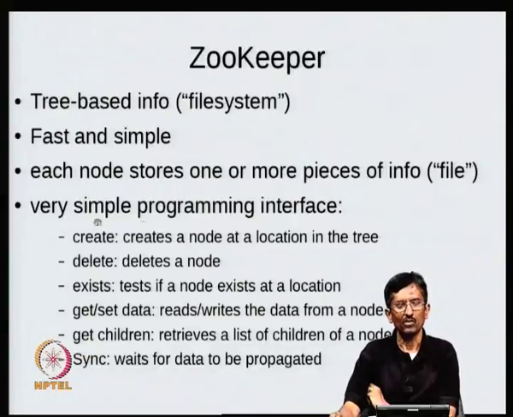This has a very simple programming interface. You can create a node at a location in the tree. For example, if I take again the Linux model, I might have some information called /proc/x. I can create a node which says /proc/x/y, for example. I can delete a node. I can check if a particular node exists at a location. I can get the value or set the value. I can figure out all the things that are there at, for example, /proc/x, that there is something called y, z, etc. And I also have an operation called sync.